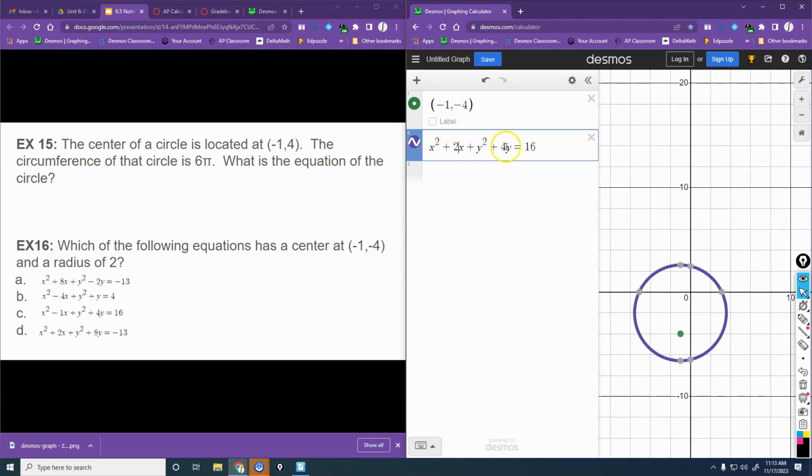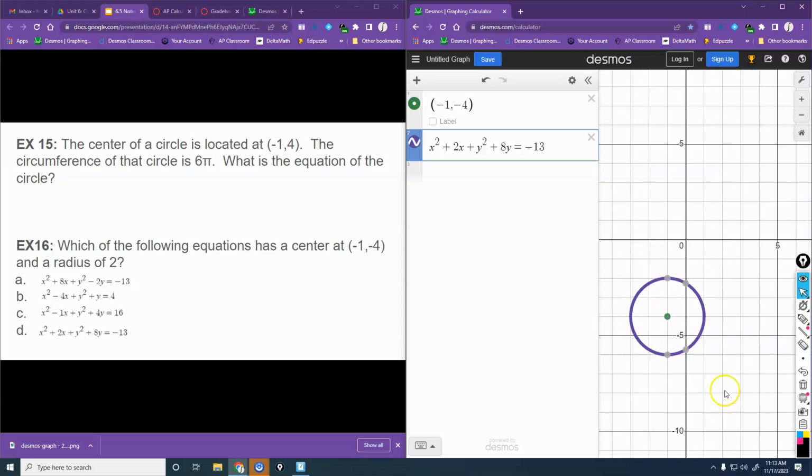Plus 2 plus 8 minus 13. All right, I'm zoomed in a little bit. Center is correct. Radius is 2. D is your answer. So while they may look different, they may not be where you can just see it. You can always use Desmos for that.